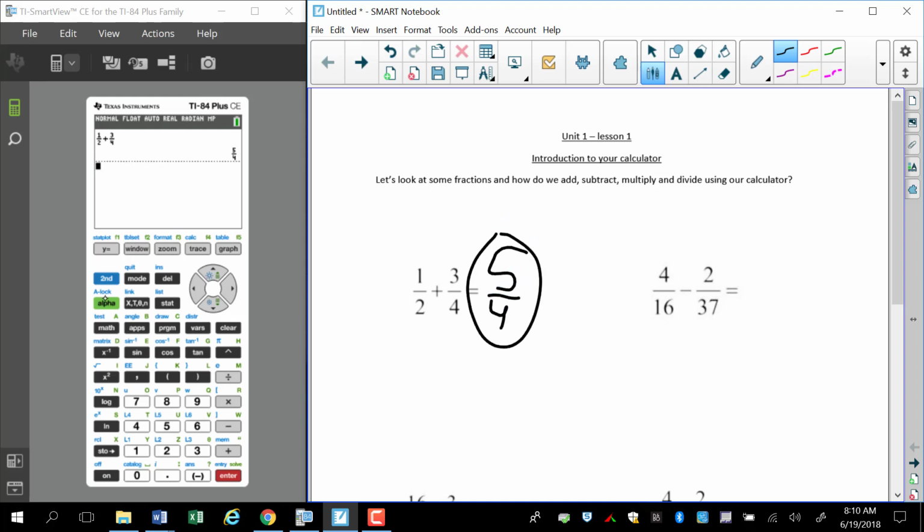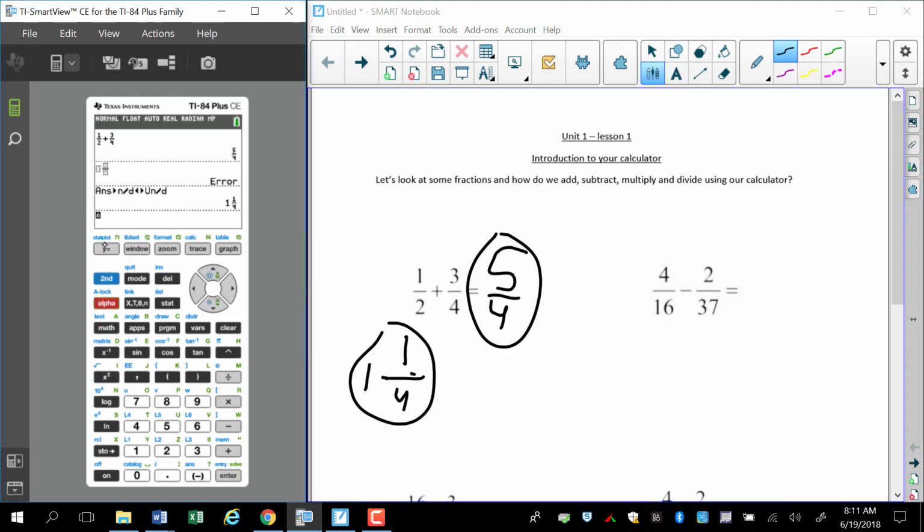Now, these other features, if you want to take a look at them, alpha y equals. 5/4 is an improper fraction. Could we change it to a mixed number? We can by selecting this third option where it goes from an improper to a mixed number. And I might have made a mistake. Oh, there you go. So 1 and 1/4. So you can also write this as 1 and 1/4.